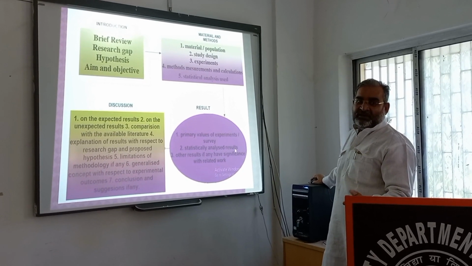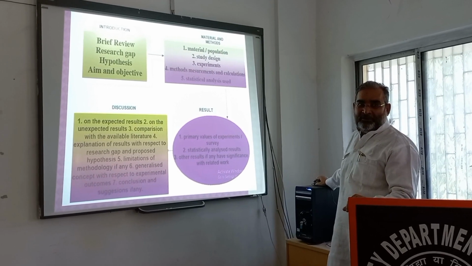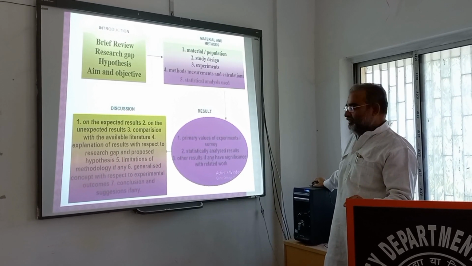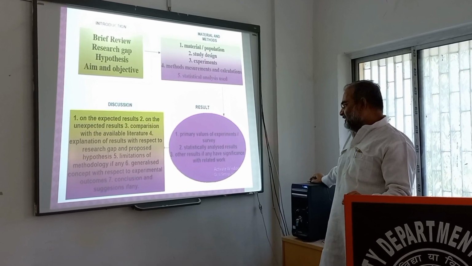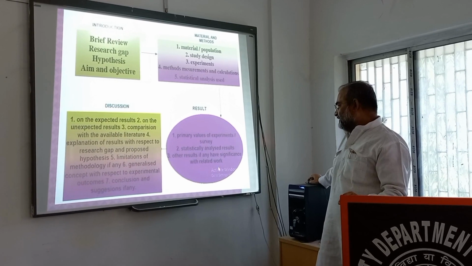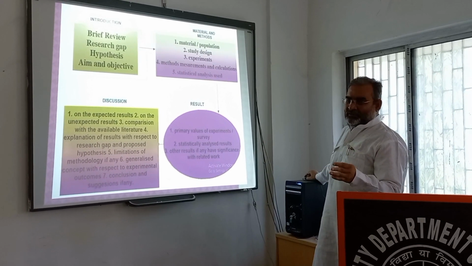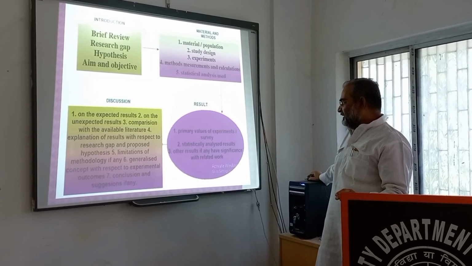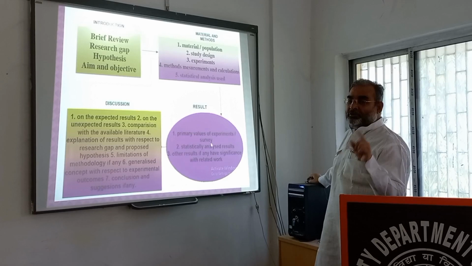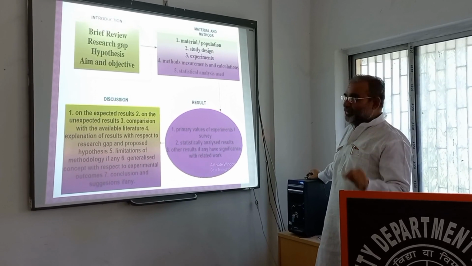You must write the statistically analyzed results either in the form of values or in the form of a graph, or both. Other results, if any, that are significant with related work. If you observe any other results which deviate from the primary values of the experiment or survey or your aim and objective, you must write them in your paper.